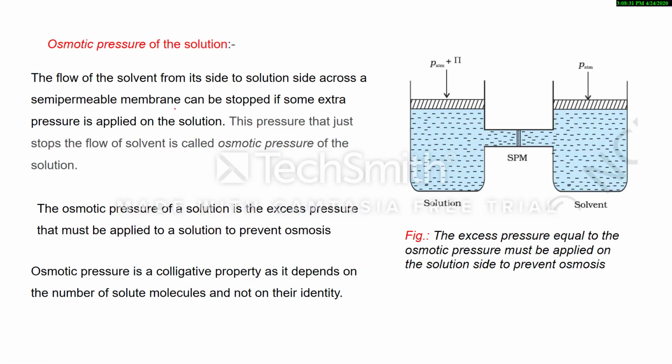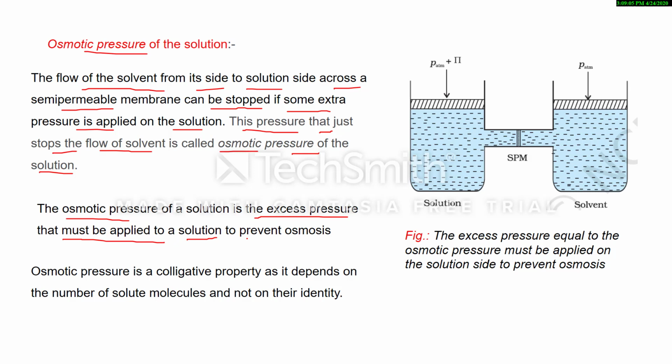Now, what is the meaning of osmotic pressure of a solution? The flow of the solvent from its side to the solution side across a semi-permeable membrane can be stopped if some extra pressure is applied on the solution. This pressure that just stops the flow of solvent is called the osmotic pressure of the solution. I think it is clear to you. We can say osmotic pressure of a solution is the excess pressure that must be applied to the solution side to prevent osmosis.